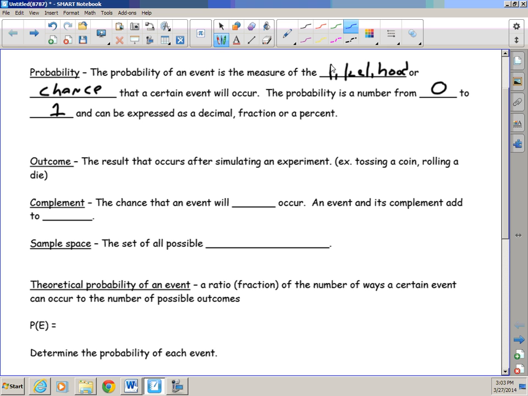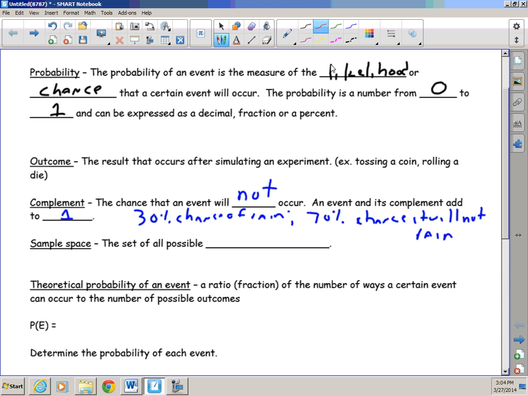Okay? Complement is the chance that an event will not occur. And an event and its complement add to 1. So, for example, if it's a 30% chance of rain, then the complement to that is a 70% chance it will not rain. Okay? It's got to be one or the other.